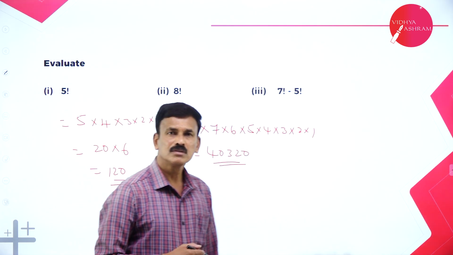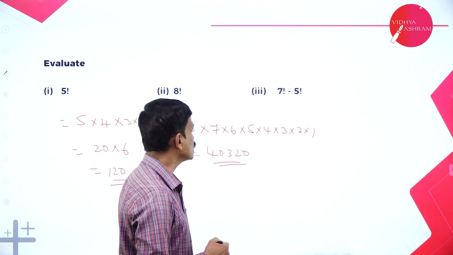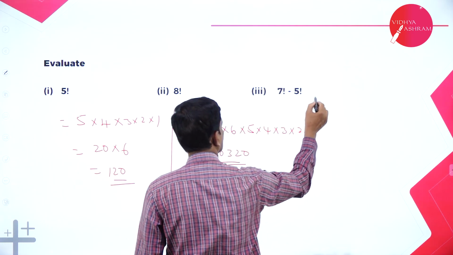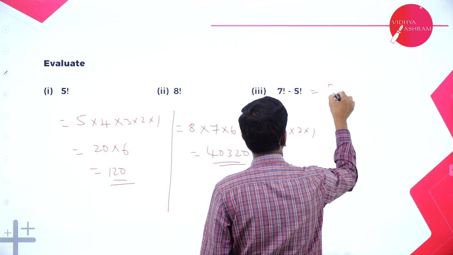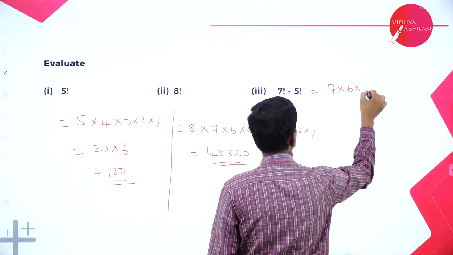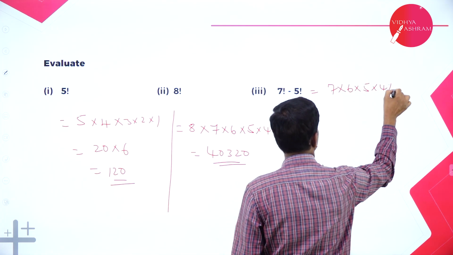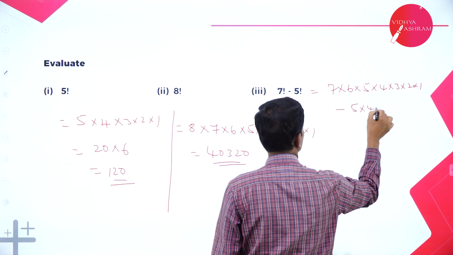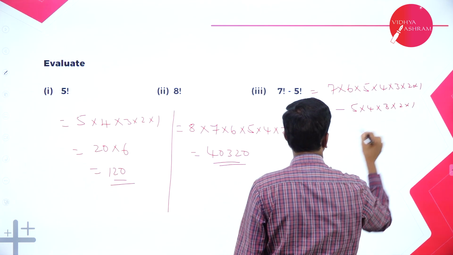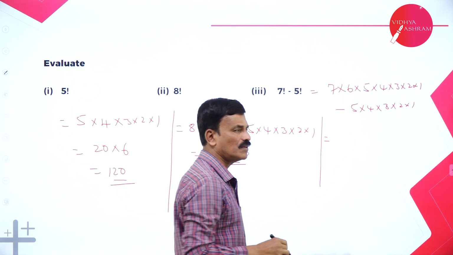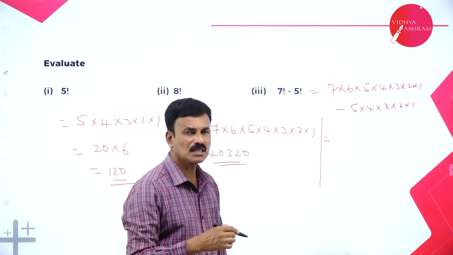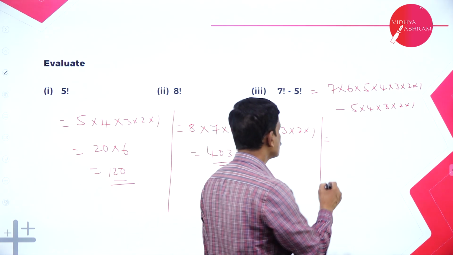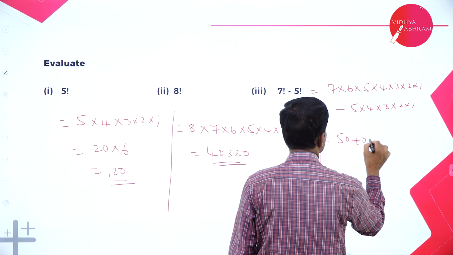Okay. Now, the next one. What is the next one? 7 factorial minus 5 factorial. This can be written as factorial 7, which is 7 into 6 into 5 into 4 into 3 into 2 into 1, minus 5 factorial, which means 5 into 4 into 3 into 2 into 1. So, what is this equal to? 7 factorial means 7 into 6 into 5 into 4 into 3 into 2 into 1. If you multiply, you are going to get 5040 minus 5 factorial.